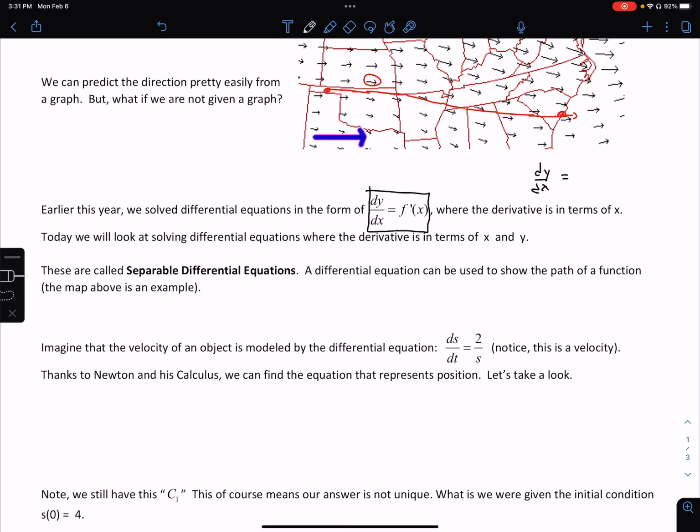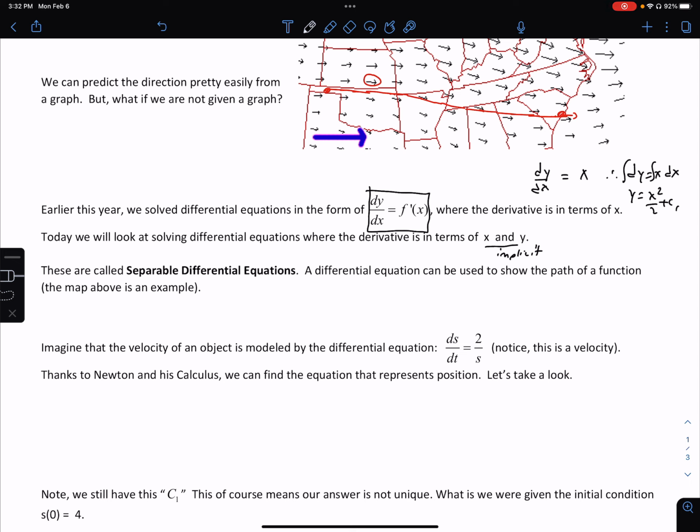And we might have seen dy/dx equals, let's say, x. And we said to solve it, we would multiply both sides by dx and we would integrate. Y would become x squared over 2 plus your constant of integration. Today, what we're going to be looking at is solving a differential equation where the derivative is in terms of both x and y. And if you're thinking this sounds kind of like an implicit, you're not too far off from what we're actually going to be doing today.